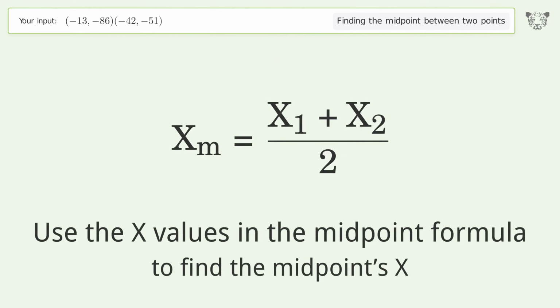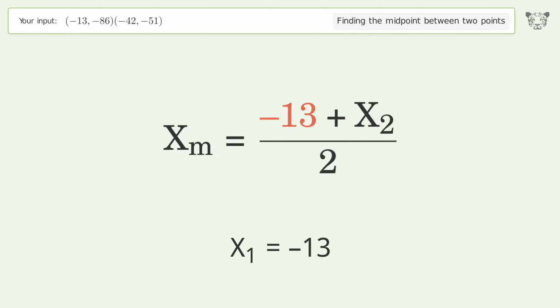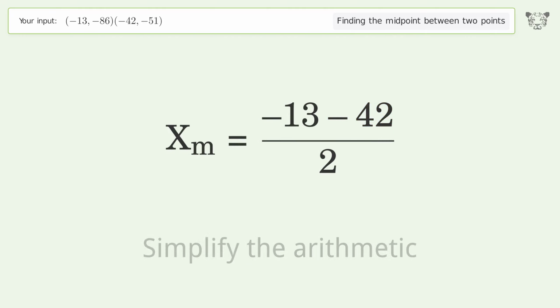Use the x values in the midpoint formula to find the midpoints x. x1 equals -13. x2 equals -42. Simplify the arithmetic.